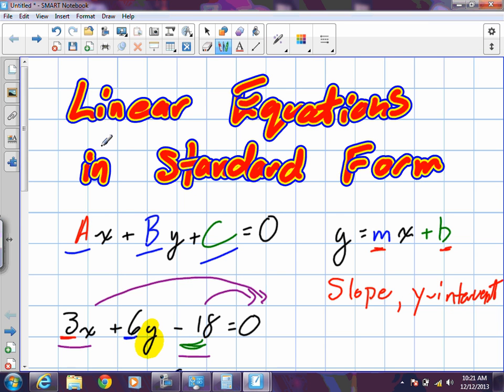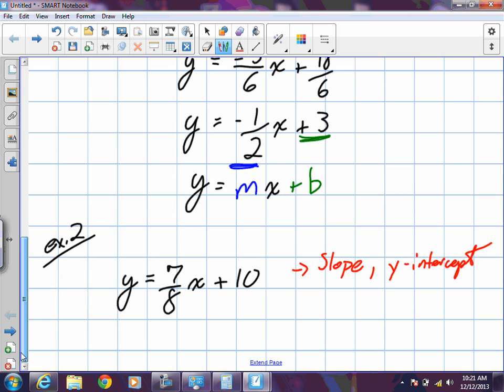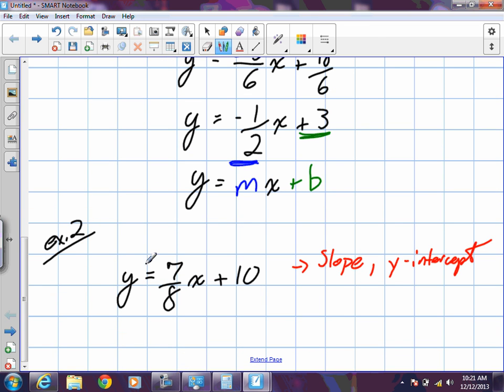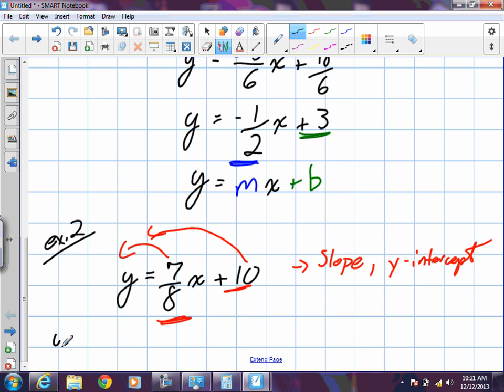So, in order to do this, we'll start moving everything to the other side of the equation. When I move this to the other side of the equation, what does it become? Negative. And when I move 10 to the other side, it becomes negative. So I have y subtract 7 over 8x minus 10 is equal to what? 0. I've moved everything from the right side.